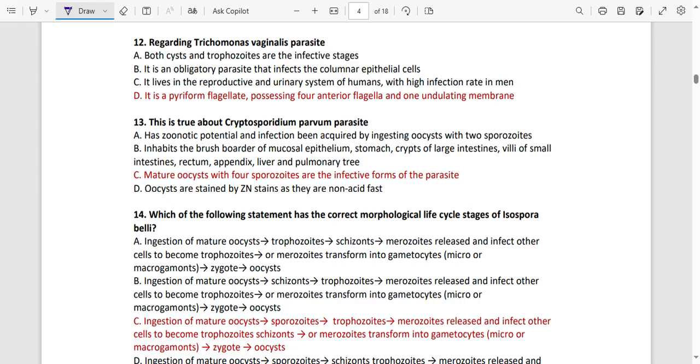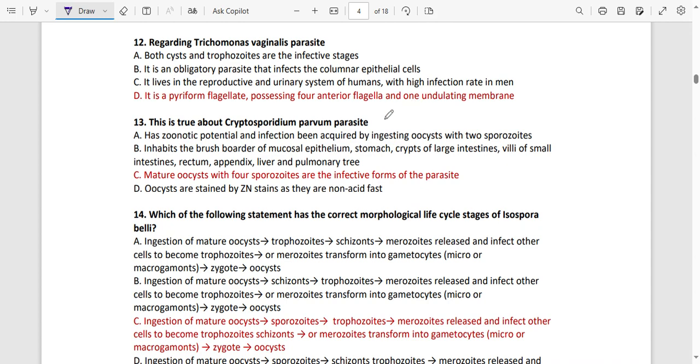It is a pear-shaped flagellate, possessing four anterior flagella and one undulating membrane. We know this is true, right? Plus, of course, it also has a posterior flagellum, which is short. Okay.